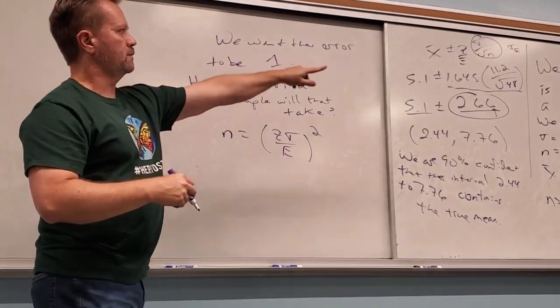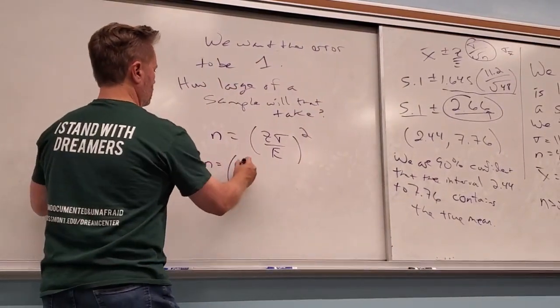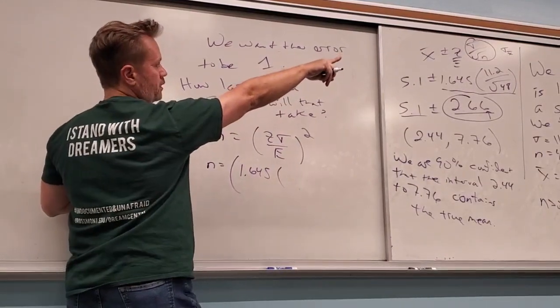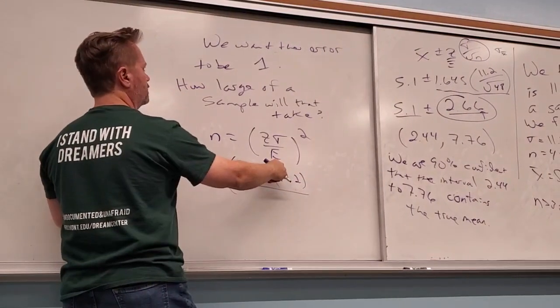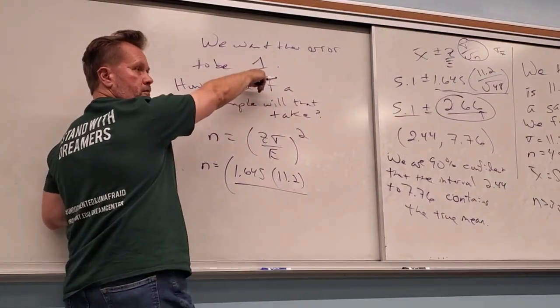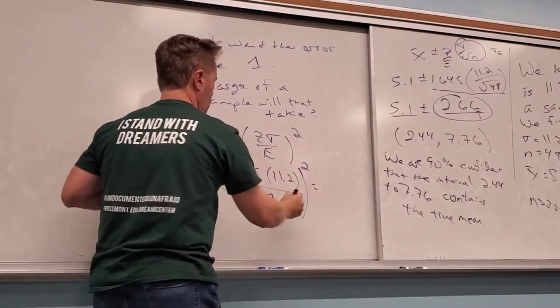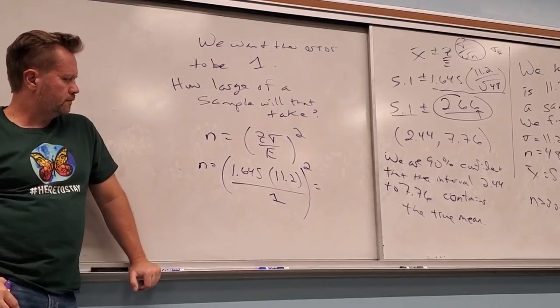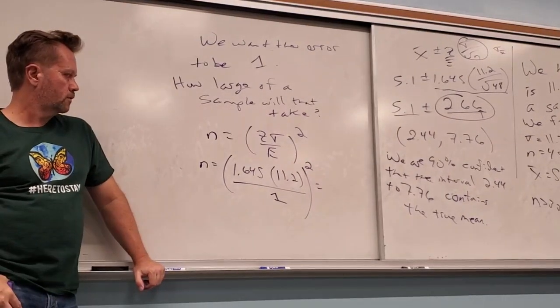So this is still that same situation. So I know the z-score. I know the standard deviation, 11.2. And I know the error I want, 1. Right? Where did you get the error from? Oh, it gives it to you, okay.